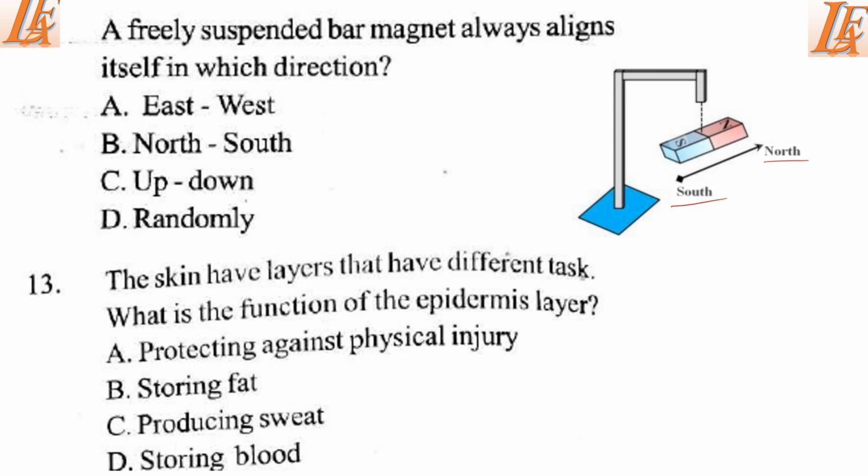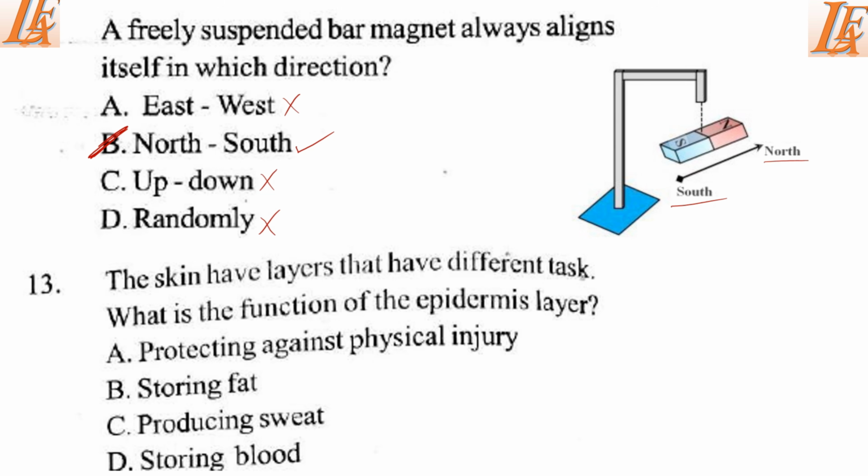So the first option we are given, east-west, this is wrong. North-south, this is correct. Up-down, no. Randomly, no. So the correct answer here is north-south because it aligns itself with the Earth's magnetic field.